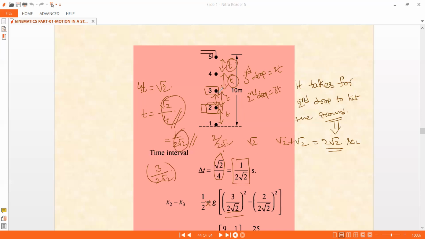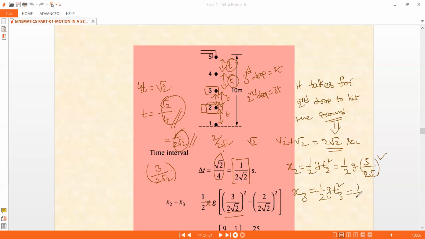And now, what is the distance the second drop has traveled? You can write x2 as half g t square. For the second drop, the time will be 3 by 2 root 2. So you have half g into 3 by 2 root 2 whole square. That is for the second drop. And for the third drop, how much distance it has traveled, you write half g into t3 square.